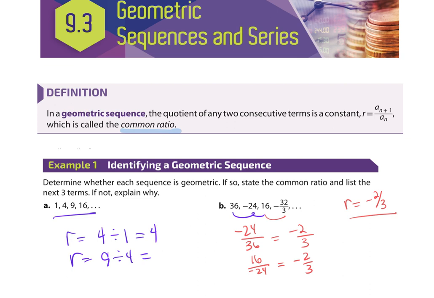All right. And so when you're looking at it, if they tell you it's geometric, you don't have to prove it. You can just take any two terms and divide. If they ask if it's geometric, you need to make sure that it is indeed geometric by checking those. All right. You do have the same concept. Look at page 464. Recursive's easy.